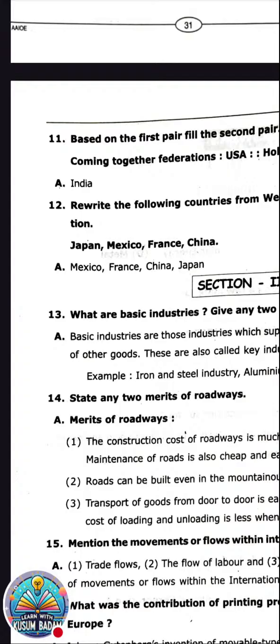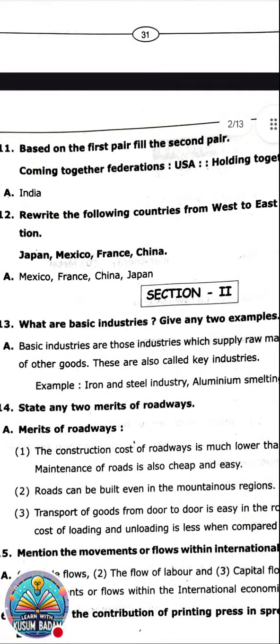The next question, rewrite the countries. So this was there in yesterday's paper also, so once you can revise it. Japan, Mexico, France and China. So Mexico, France, China and Japan. Read both the questions fast. We'll start the next one.